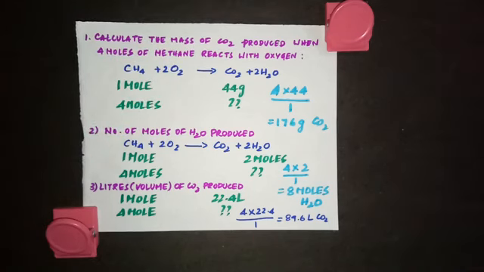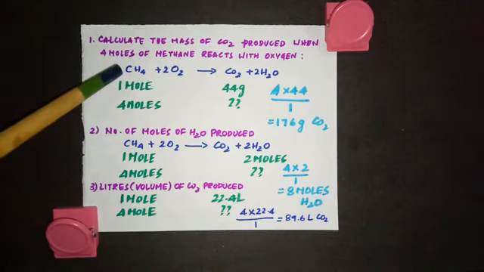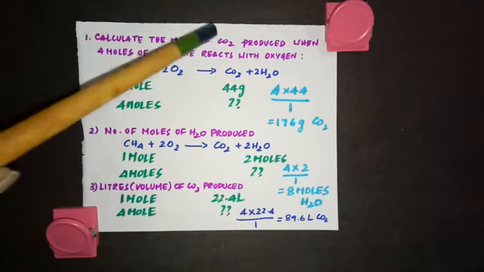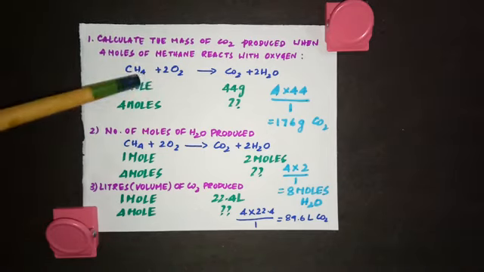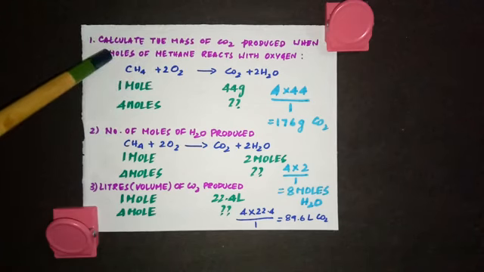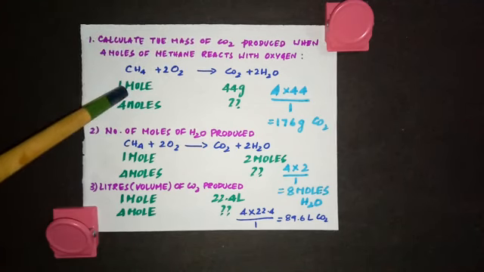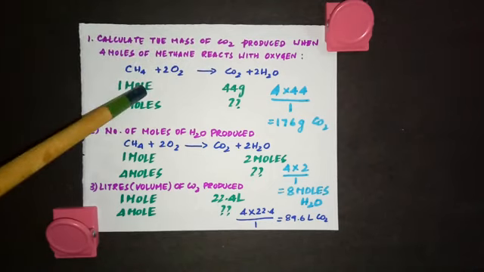Now after balancing the equation, you look at the question. They are giving you methane in moles, 4 moles of methane, and they are asking you the carbon dioxide produced in mass, which means you have to find it out in gram. So what you do, you look at this equation and find out according to this equation how many moles of methane are reacting. Since methane here is given in moles, here also you use the same term, moles. So according to this equation, 1 mole of methane is reacting.